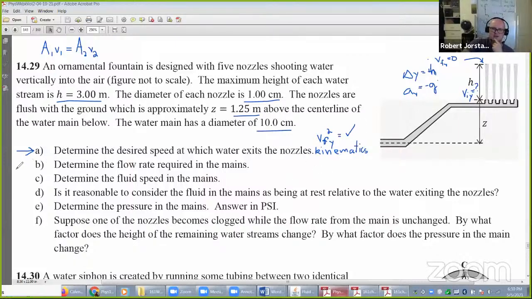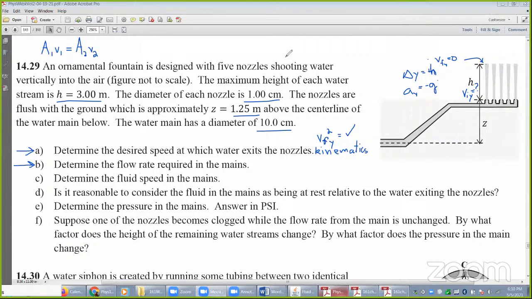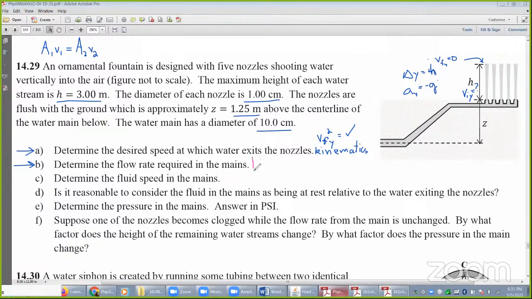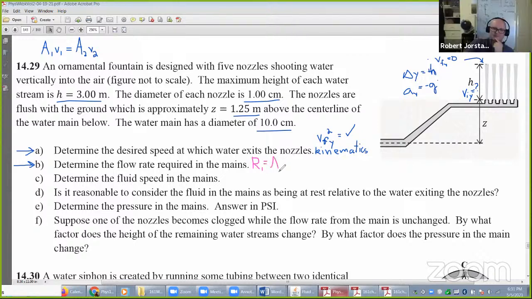Next, how do I determine the flow rate required in the mains? Now we know V1, right? And we know A1. So how do you get the rate? Well, you just multiply them, right? That's it. A1 V1.